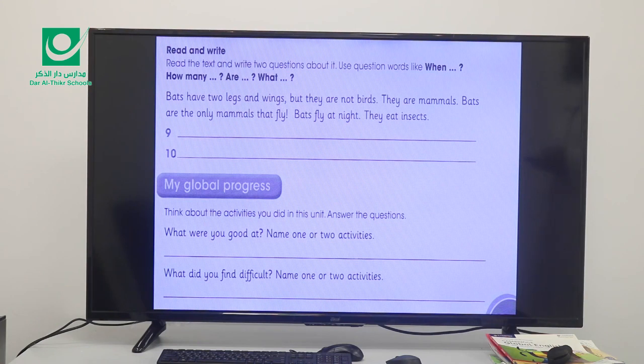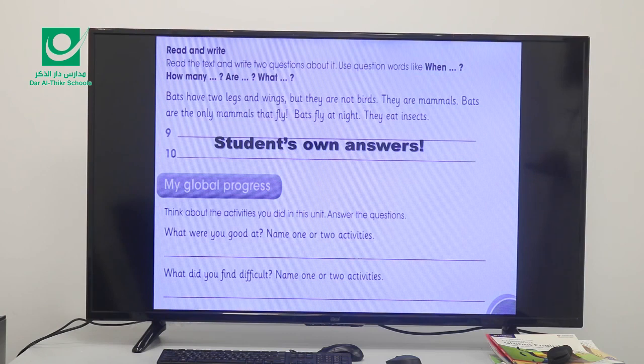Now students, here, read and write. Read the text and write 2 questions about it. Use question words like when, how many, are, what. Bats have 2 legs and wings, but they are not birds. They are mammals. Bats are the only mammals that fly. Bats fly at night. They eat insects. You can choose any question words and write questions for your partner.